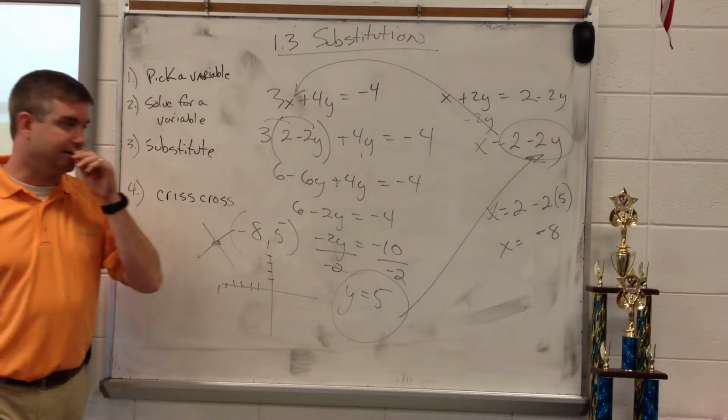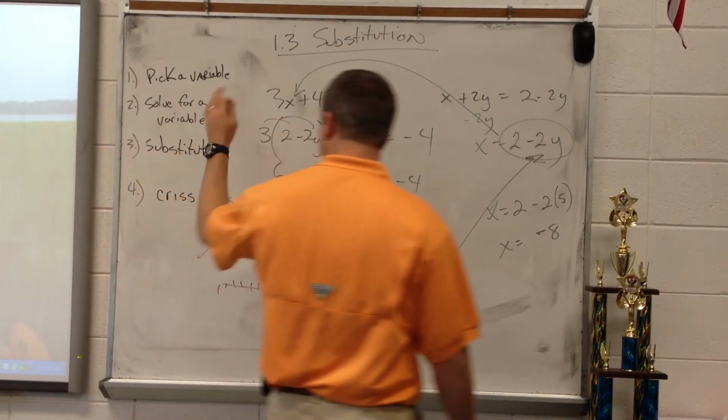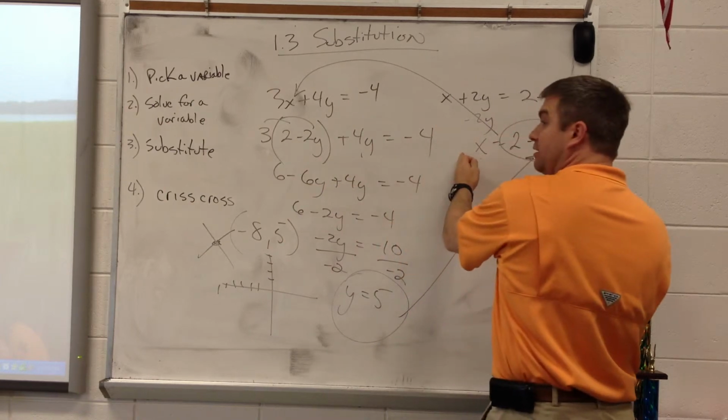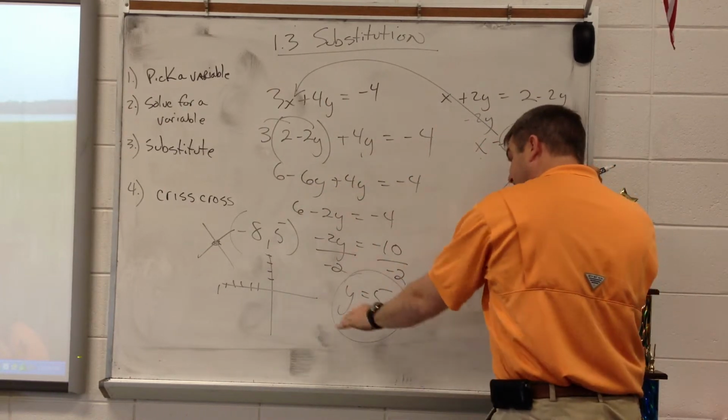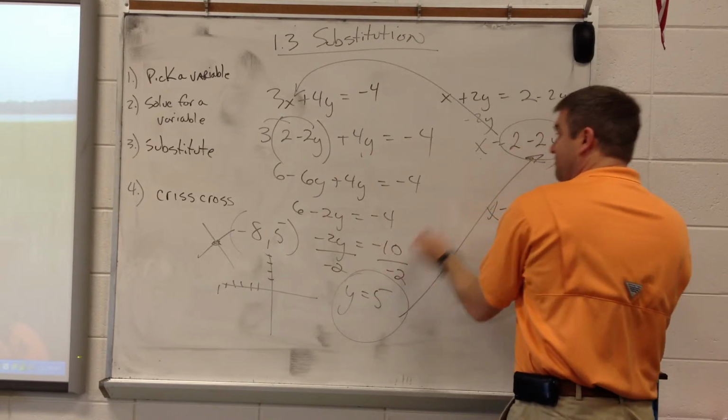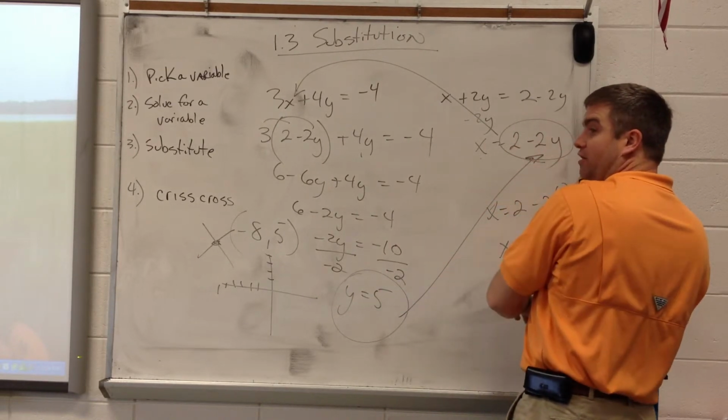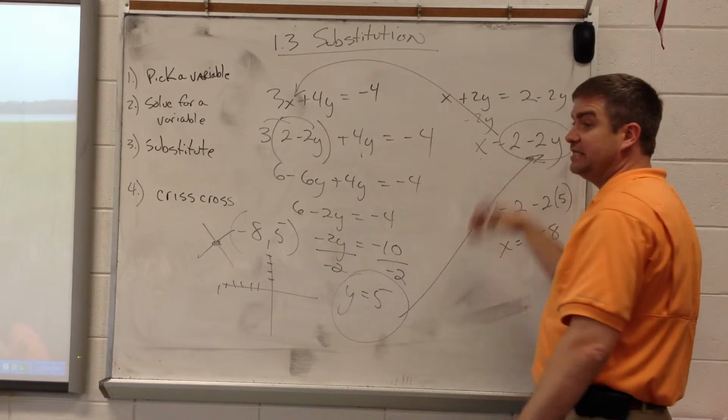Any questions on your steps? Pick a variable, solve for that variable, which we did here. We took that variable and plugged it in on the other side. Solve for that side, crisscross. Take that information, plug it in here. Solve again. Okay? Is this easier than graphing?